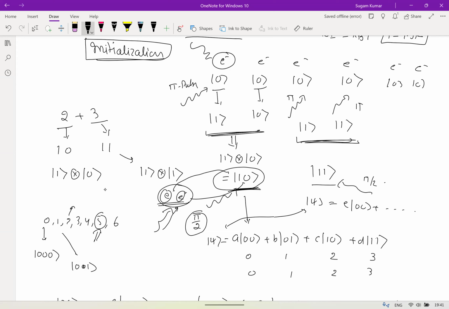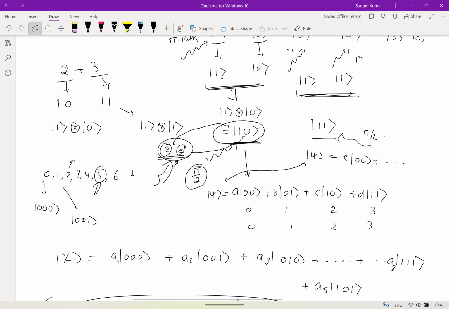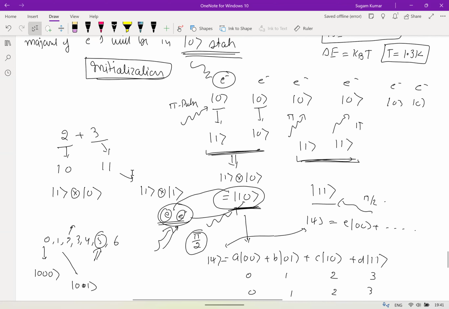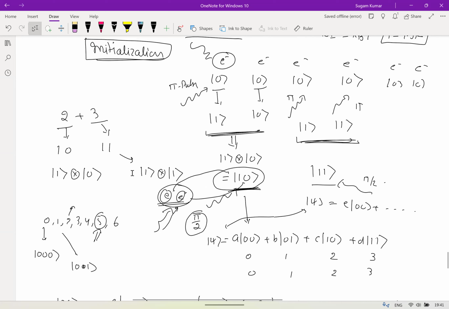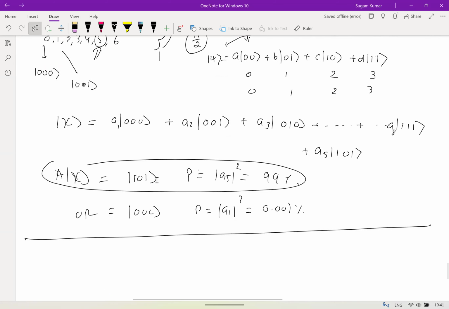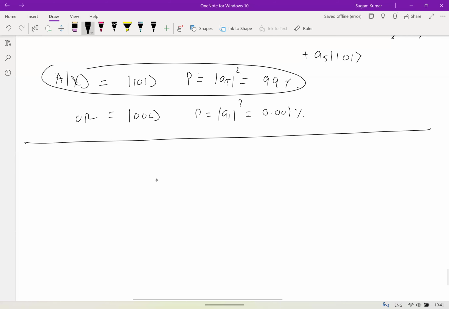If you have multiple qubits or multiple electrons, how do you physically do this in one single shot, using a single beam? Exactly. Let me tell you about this whole qubit.